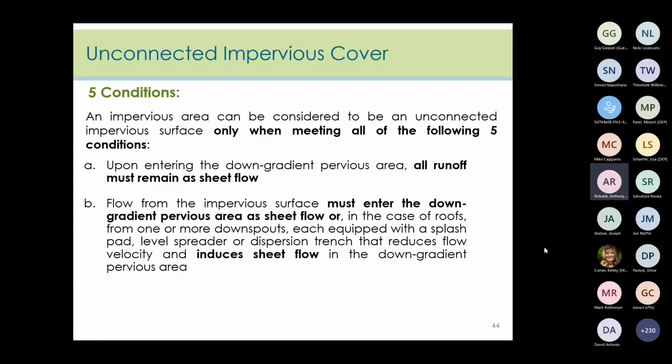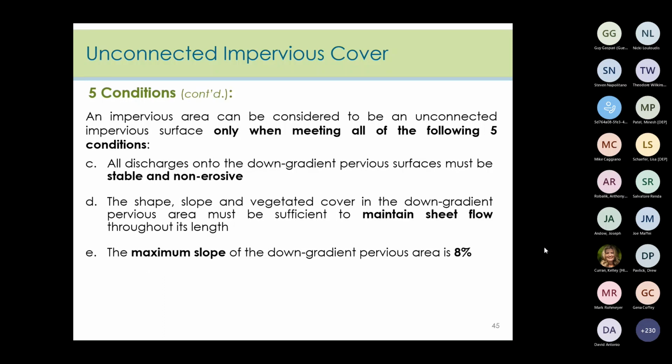So there are 5 conditions that must be met for an impervious area to be considered as an unconnected impervious area. Here are the first 2 conditions. Basically, the runoff must enter the pervious area as sheet flow, and it must remain that way. And the other 3 conditions ensure the stability and maintain the sheet flow. For this reason, there is a limit on the steepness of the slope to 8% in the down gradient pervious area.